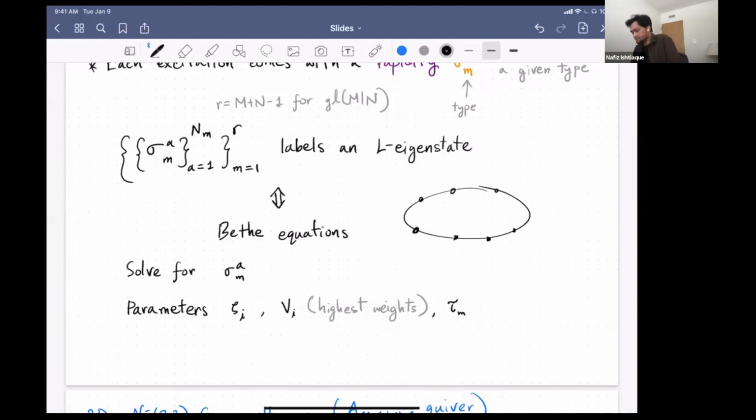And the twist is something that changes the periodicity on this closed spin chain. That is, if I move an excitation of a certain type around my closed spin chain, it comes back to itself up to some phase, and that is determined by some complex number tau_n.